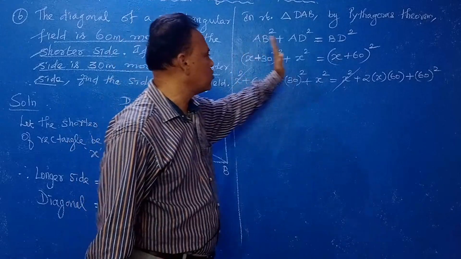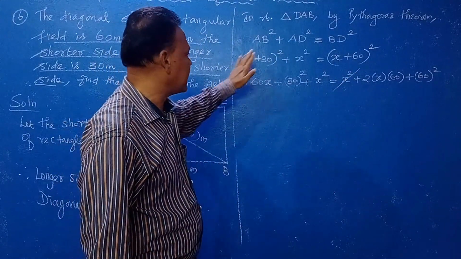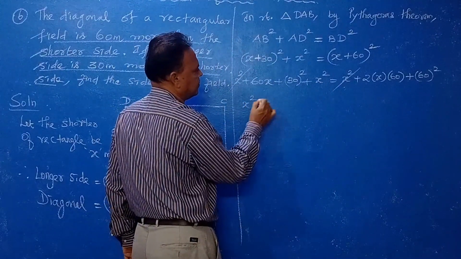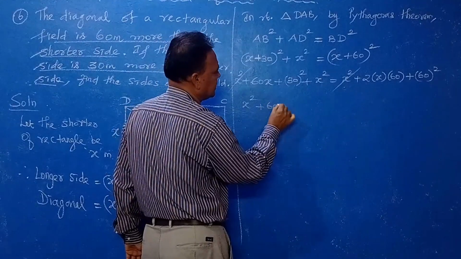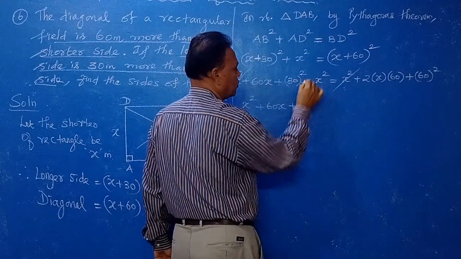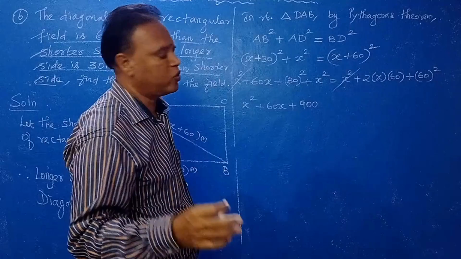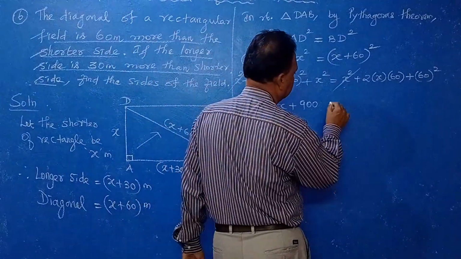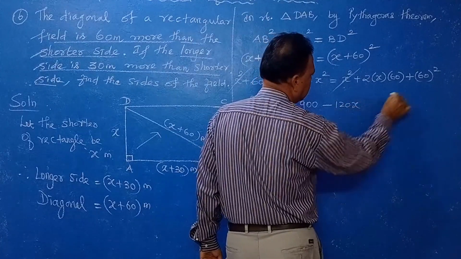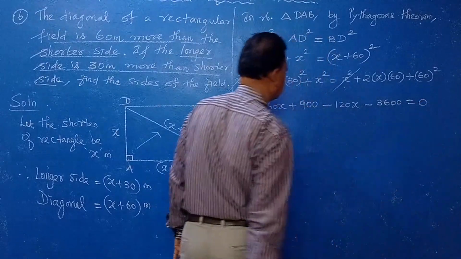So on both sides, if you have the same sign, you can cancel it. Now x squared: first you write x squared plus 60x, plus here 30 squared is 900, and 20 squared, 20 you have to write, minus here 120x, here minus 3620, equal to 0.